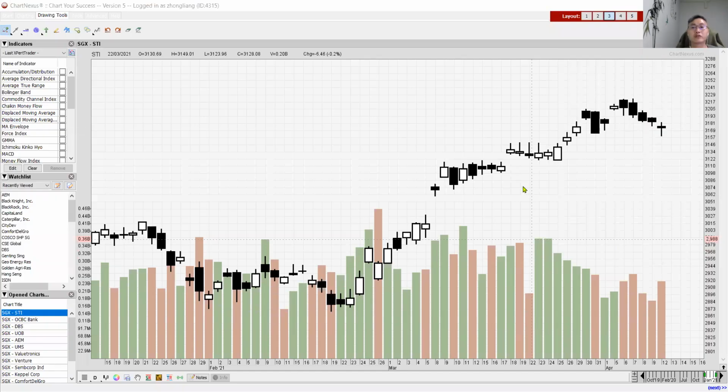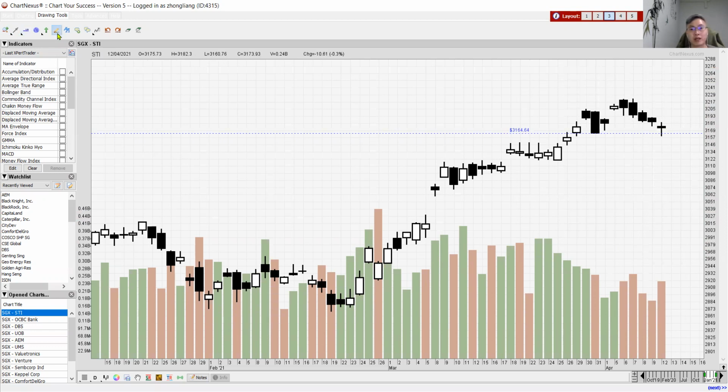So what you're looking at on the screen is the STI index. And what I want to focus on right now is this level, which is the support level at 3164. What you see at this level is that STI has tested it today, and with this, it may potentially lead to a change in trend. So let me explain to you why.